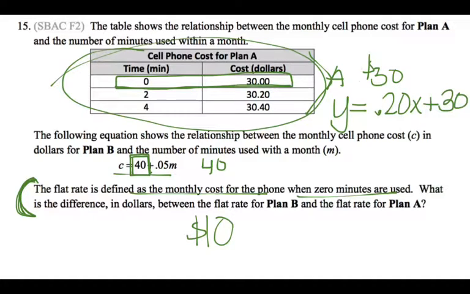Okay, so your equation would be y equals 0.20x plus 30. The reason it's 0.20 is because for each set of 2 minutes, it goes up, it's not 20, it's 10. For each set of 2 minutes, it goes up 20 cents. So that means for each minute, it goes up 10 cents. So that's your equation. That's it.